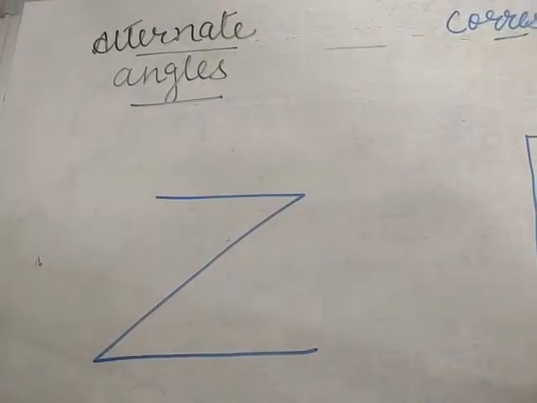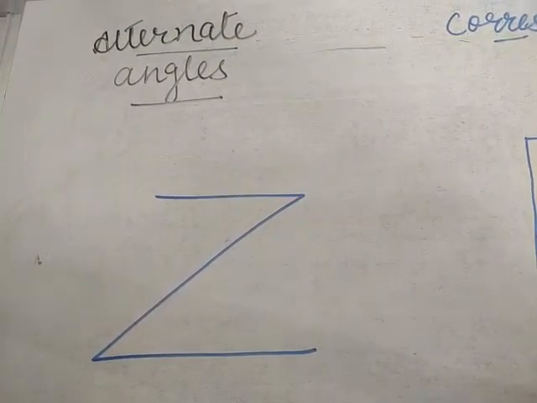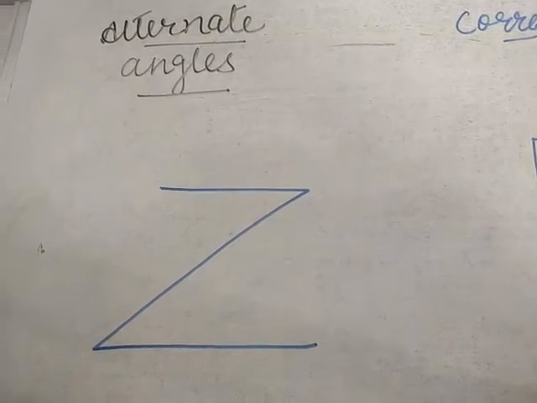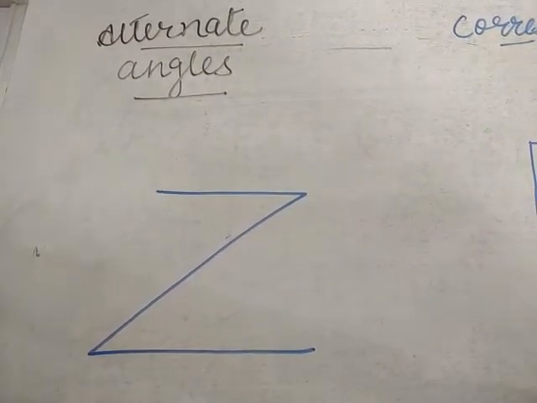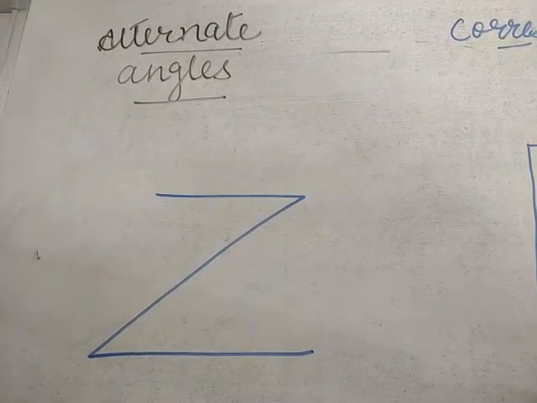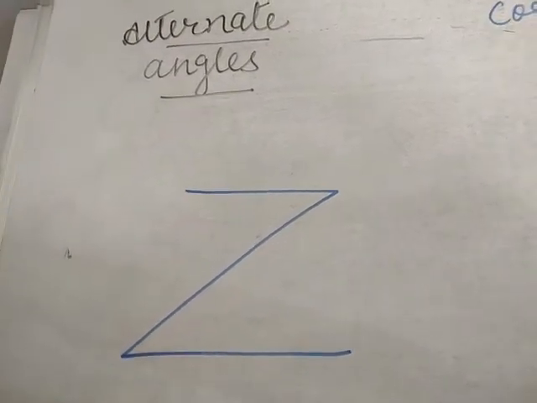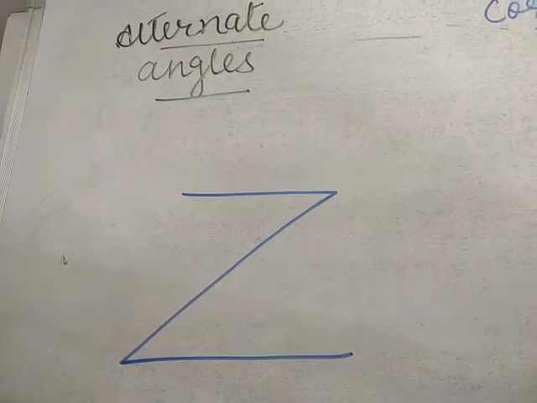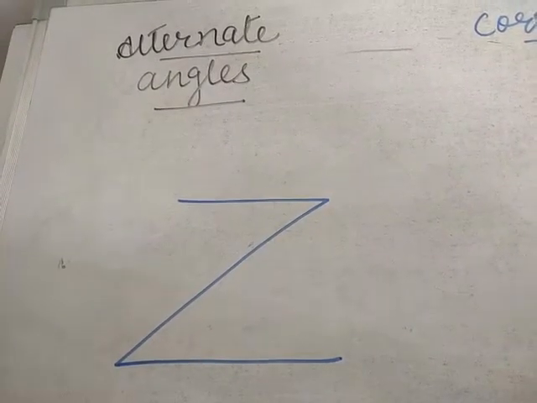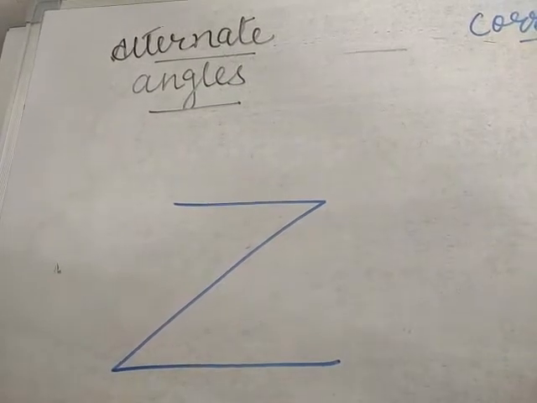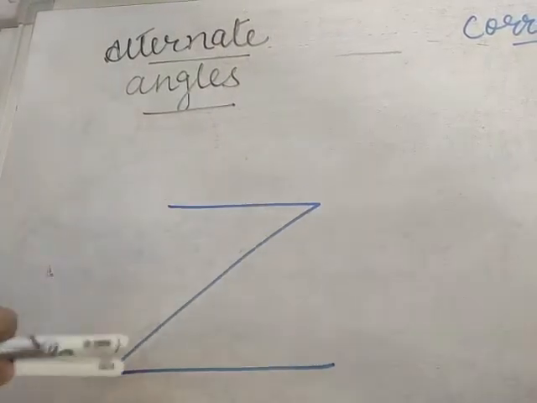Hello everyone. In the last video we have done vertically opposite angles. Now I am going to introduce alternate angles and corresponding angles. You have to learn it very carefully. When alternate angles are formed, you can see the shape of Z here.